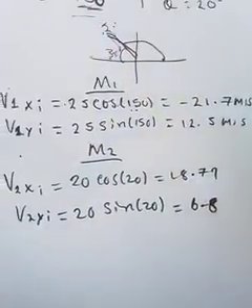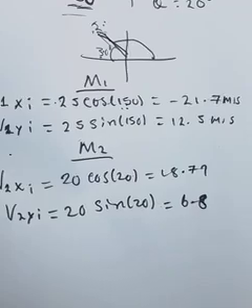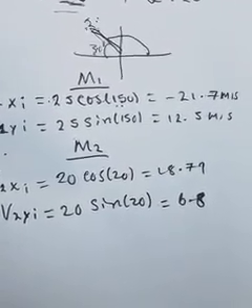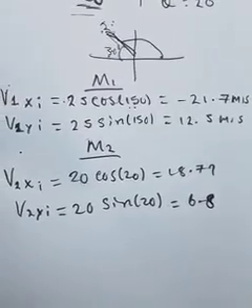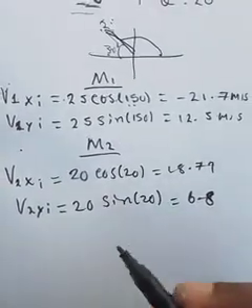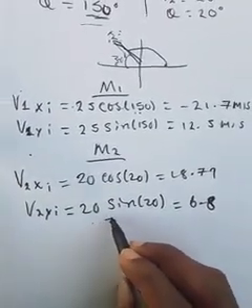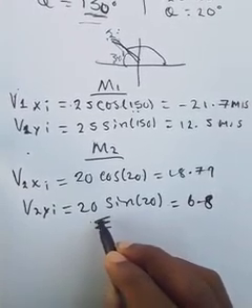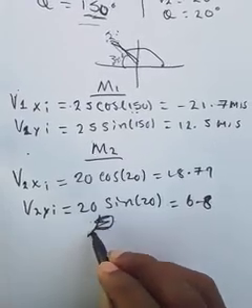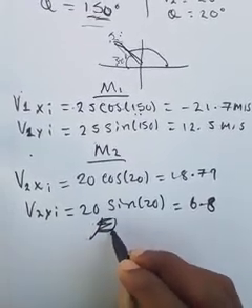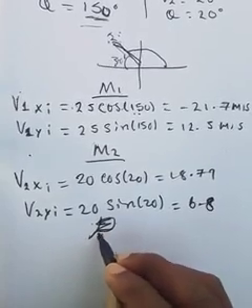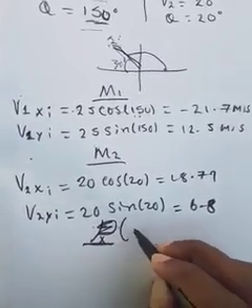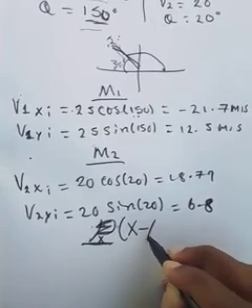Now, to find the second question, where they're saying to find the x and y components of the final velocities of m1 and m2. How do you go about this one? So what I'm going to do is this. Momentum in the x, or the x-axis.